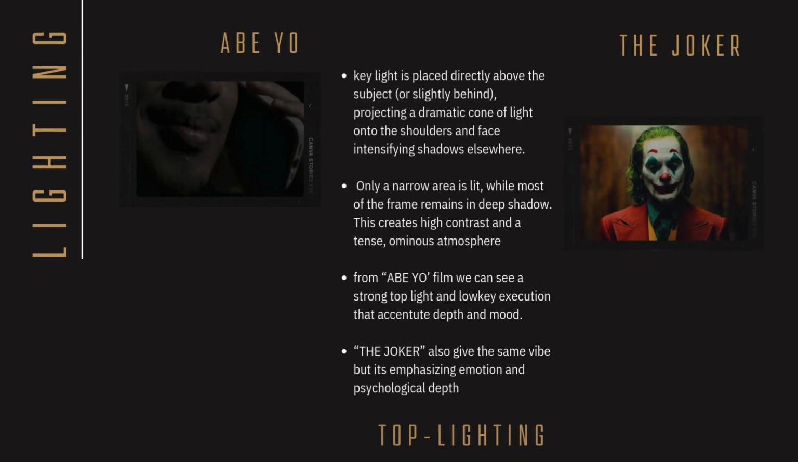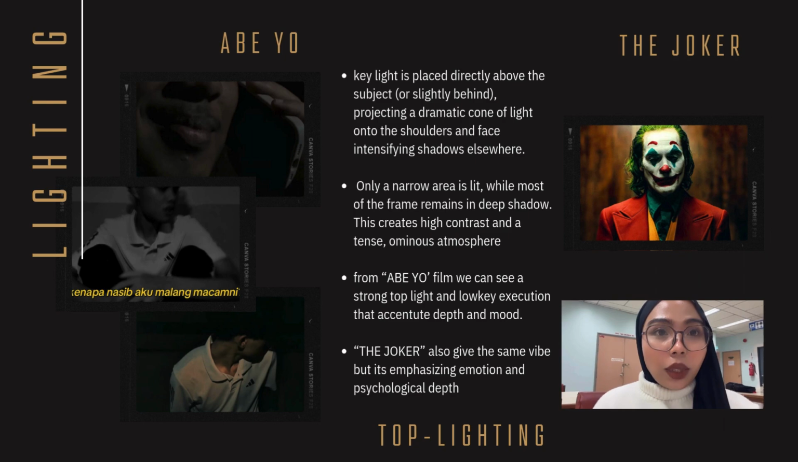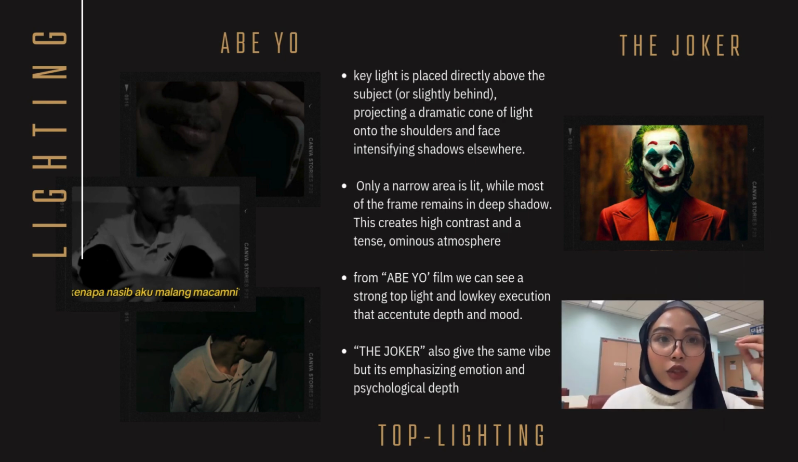There are three types of lighting used in this film. The first one is top lighting. It is also called overhead lighting or shielding lighting. This refers to light placed directly above the subject. Only a narrow area is lit, while most of the frame remains in deep shadows.